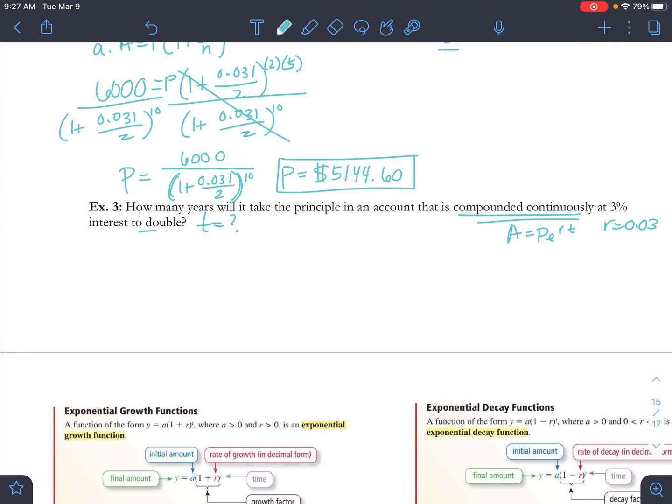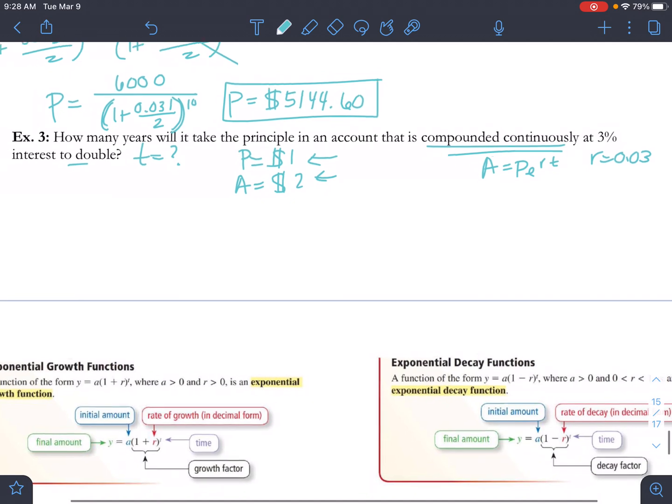But here's what I want you to think about. This is just a general idea. So if I said, how much time will it take the principal to double? You can make up whatever amount you want. So what if the principal was $100? Okay, then I want the final amount to be $200. I also could say $10 and $20. I also could say $1 becomes $2. This is actually my recommendation. I'll show you why. Use the smallest amount. I just think that's kind of easiest.